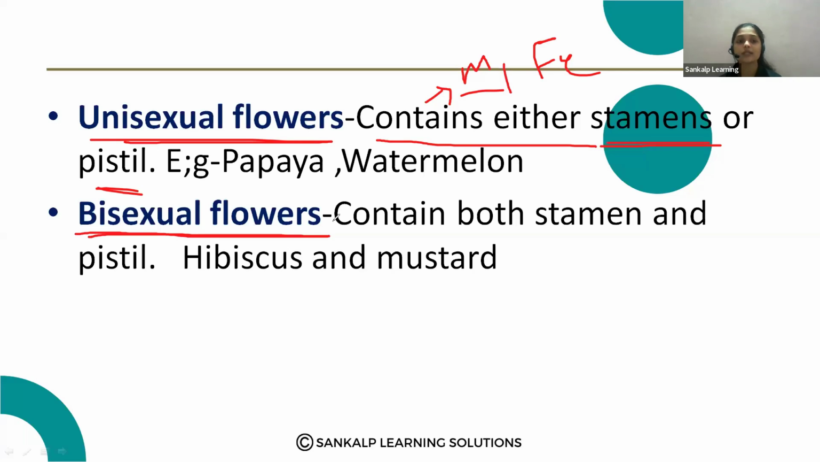Okay. So this type of flower is called a unisexual flower. And bisexual flowers contain both stamen and pistil.